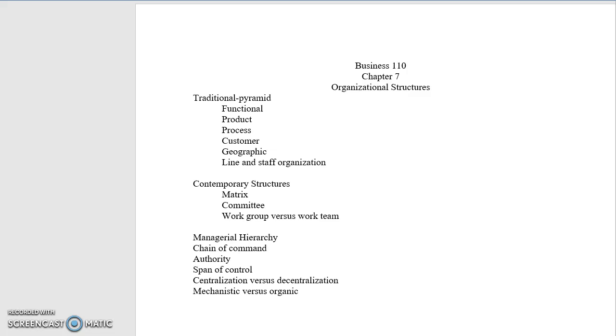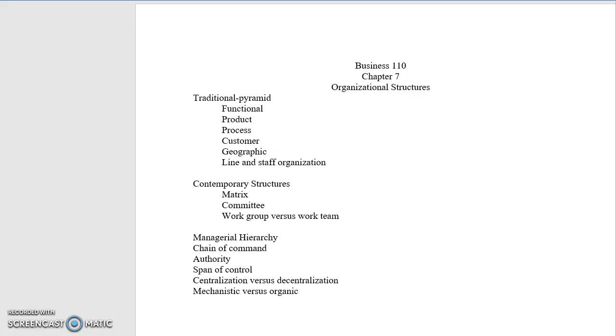A committee structure. A lot of people like this. I've worked in a committee structure. Again, you ever seen a committee try to make a decision? If you have people that are engaged and really want the company to succeed, a committee structure works.